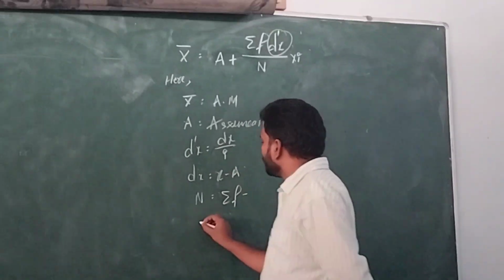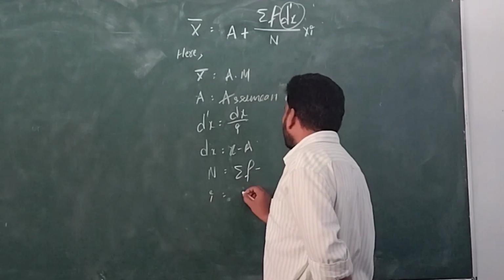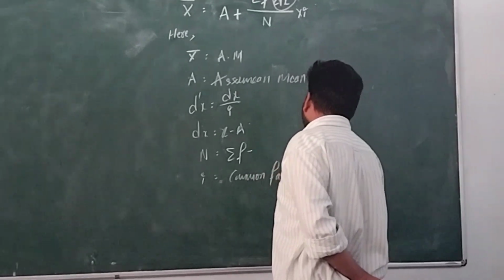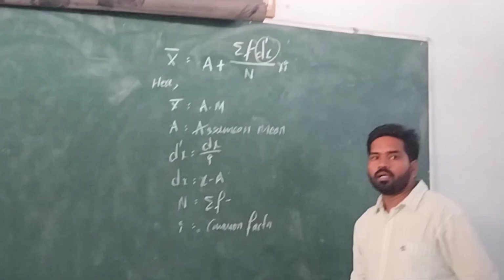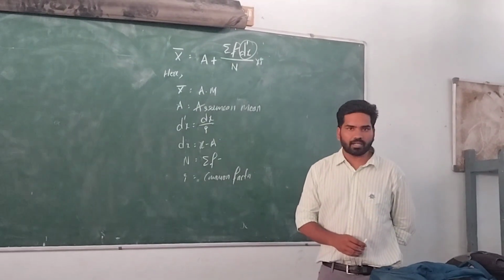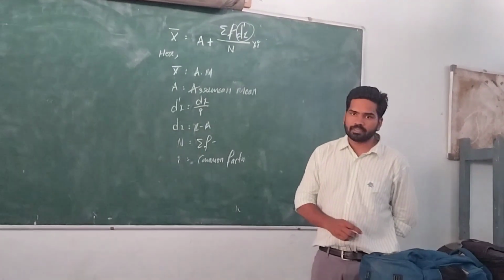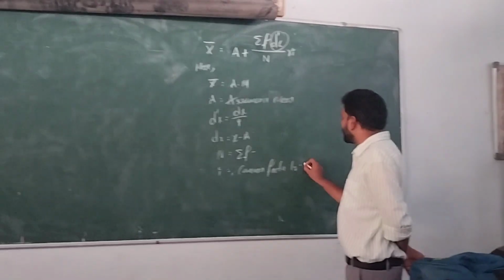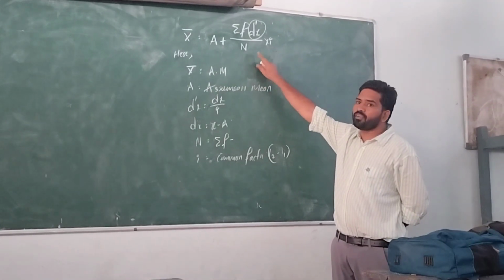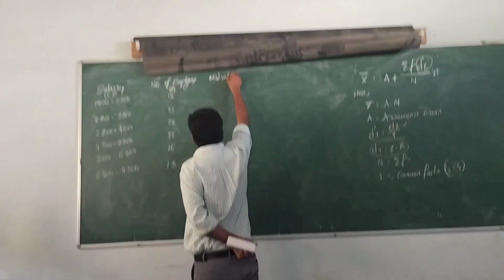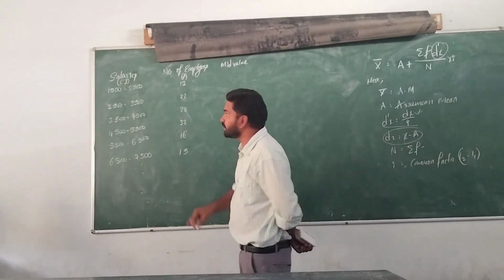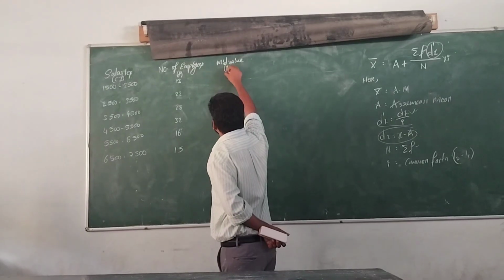What is meant by i? It is the common factor. The formula for the common factor is the upper class interval minus the lower class interval, that is L2 minus L1. For sigma f into x, the mid values are found by following the class interval. The mid value is denoted as x.